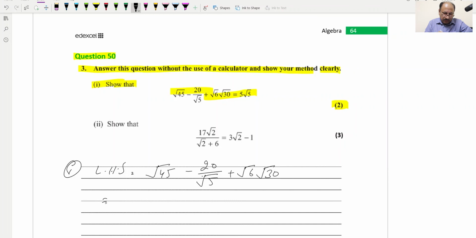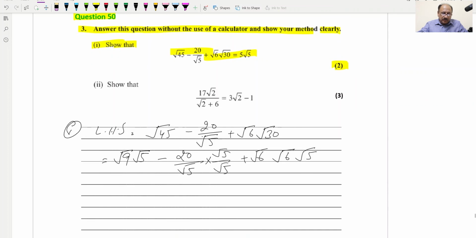Now we can write under root 45 as under root 9 under root 5 minus this one. We can get rid of this under root 5 in the denominator. We'll multiply and divide by under root 5 and plus 6 under root, and this one we can write as 6 under root, and under root 30 will be written as under root 6 into under root 5. Now further we can simplify. Under root 9 will be 3, so 3 under root 5 minus this one we can write 20 under root 5 and divided by 5.